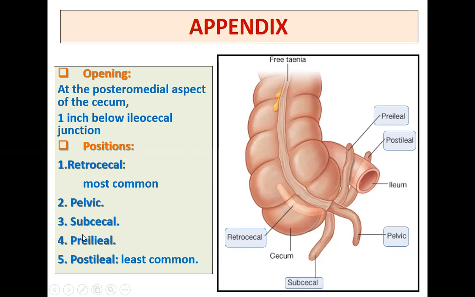Then pre-ileal and post-ileal. In front of the ileum is called pre-ileal, and behind the ileum is called post-ileal. These are the five normal positions of the appendix: retrocecal, pelvic, subcecal, pre-ileal, and post-ileal.